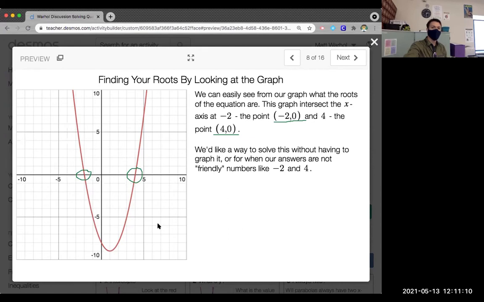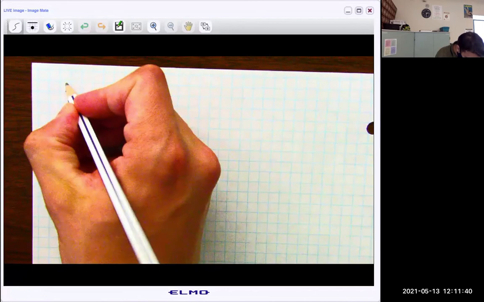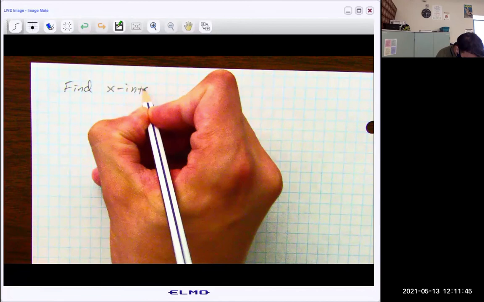But let's talk about what if you wanted to not graph it? What if you just wanted to solve it on its own? Well, there's a nice way to be able to do that. And for that, we're going to put it in our notes, because if you get stuck on the homework, I want you to be able to look back and see how we did it. So for this part, we're going to just call this find, and I'm going to abbreviate it to just x-ins. Find the x-intercepts.